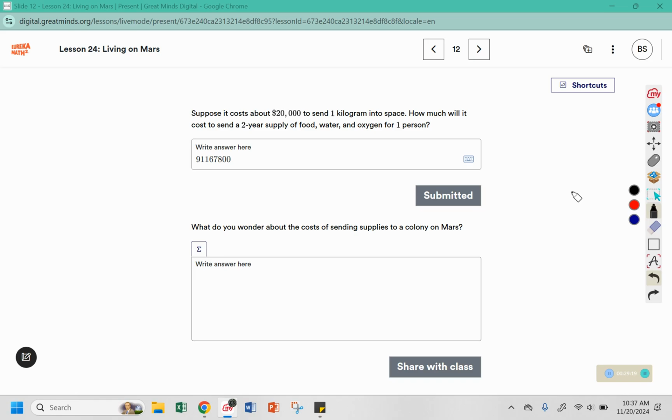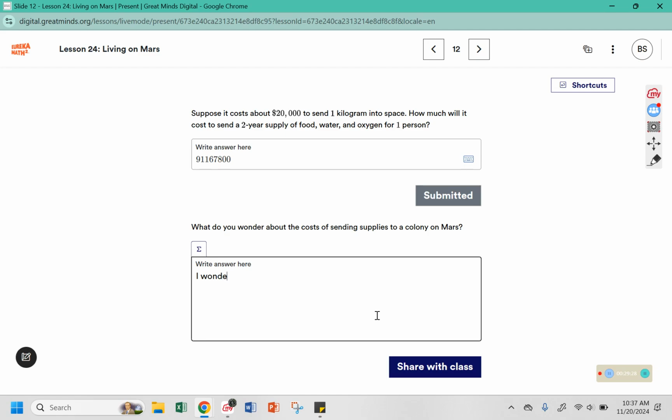Okay, what do you wonder about the cost of sending supplies to a colony on Mars? Well, I wonder if that is a realistic amount for a 2-year trip with 1 person. Are these numbers based on how expensive it is to send people to space in 2024? 2025, back when it was first possible to send people into space? Can we send people to Mars? I wonder a lot of things about space.